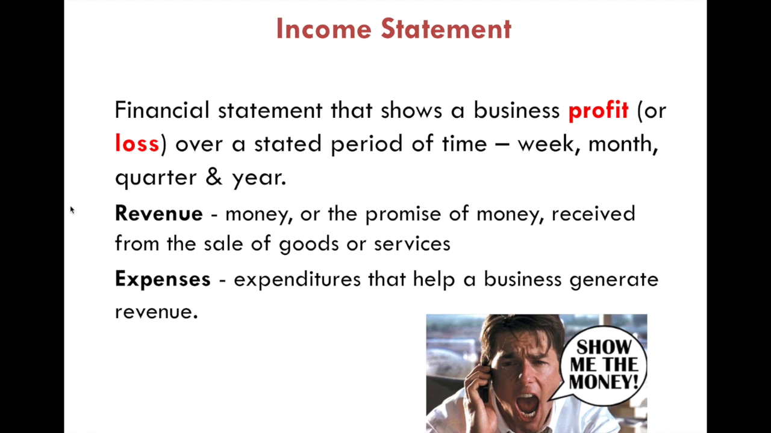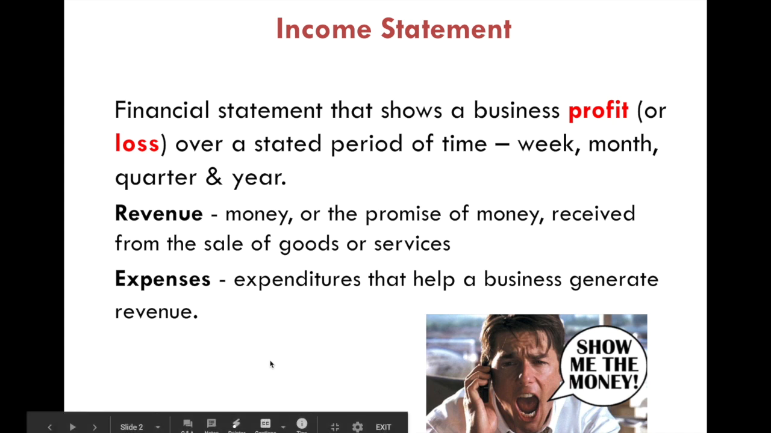Okay, 2 terms for you. Revenue. You guys should know this. It's money made as a result of sales. Expenses, expenditures that help a business generate revenue. So if we're going back to a bakery example, we expend money on buying flour and yeast and other things in order to make bread, and then we get our revenue as a result of selling said bread.